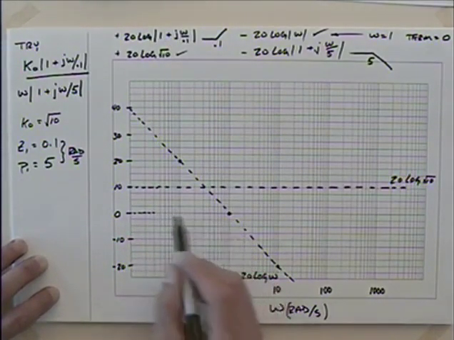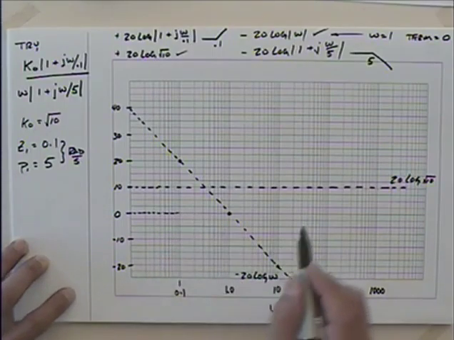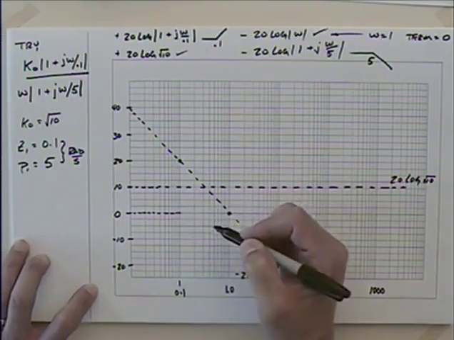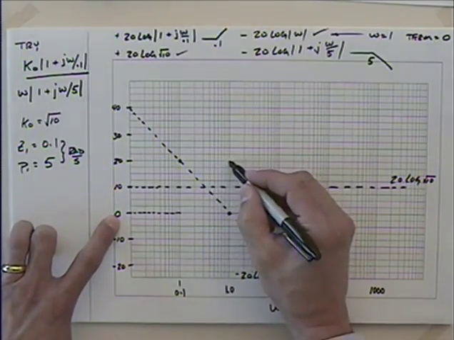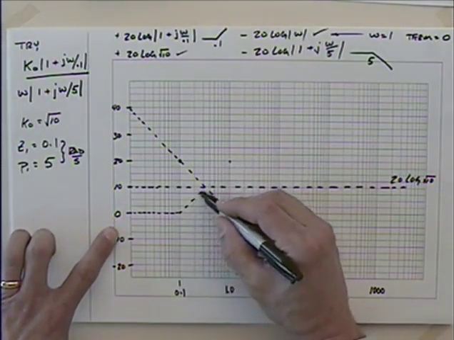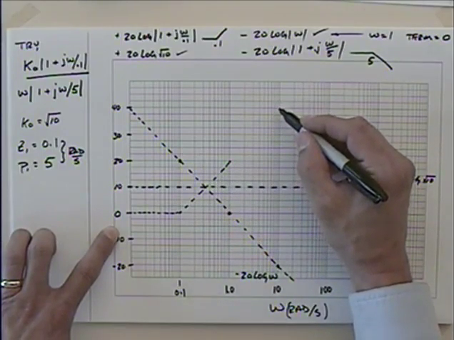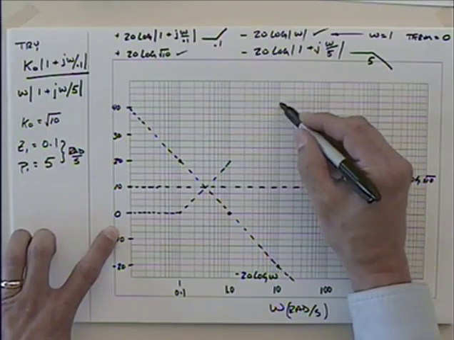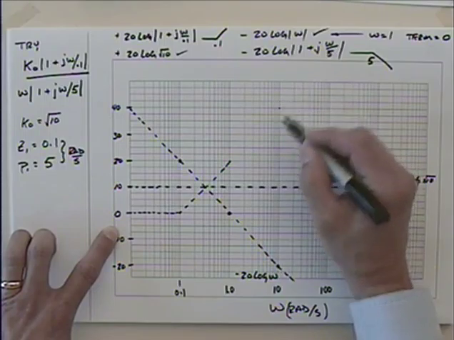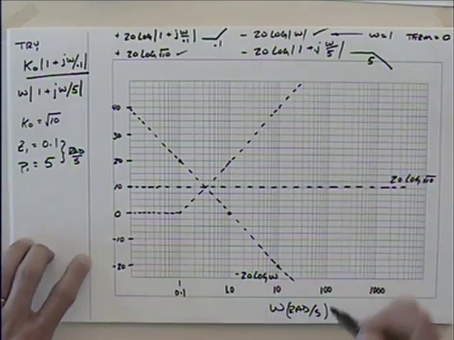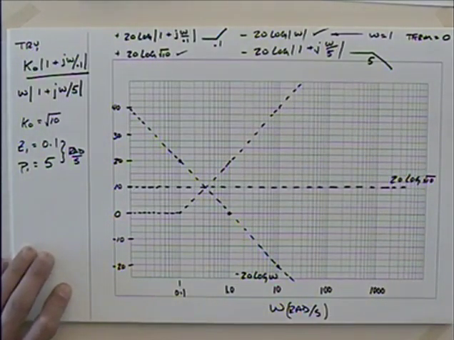Okay. So for small values of this thing, it's going to take on a 0 value, isn't it? And then we said at 0.1, it was going to turn and do what? Go up 20 decibels per decade. So I should go through that point there. And I'd be up here, wouldn't I? There we go. So that's that one.